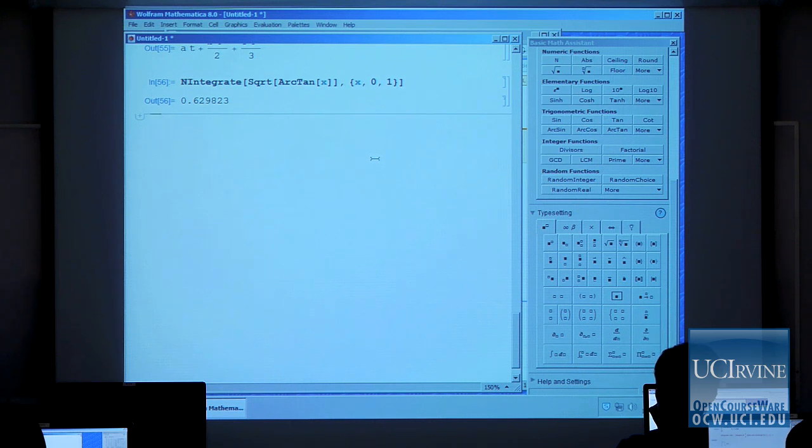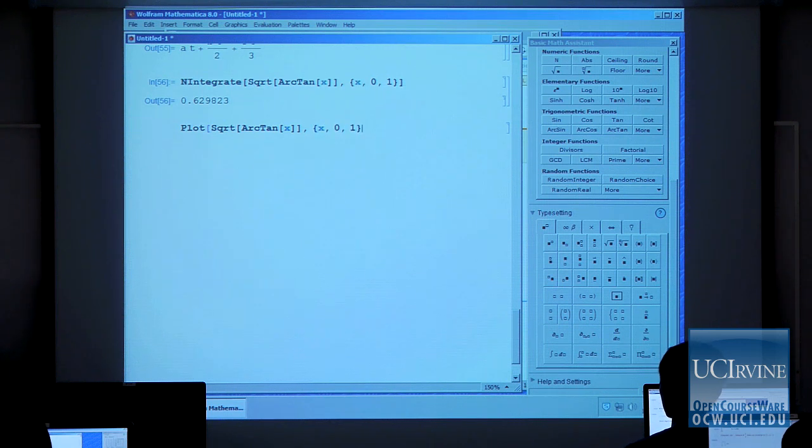Now, is it right? Do you trust that? Shall we check? Let's have a look at the function and see if we trust that answer. So I'm going to plot it. Square root arctan of x. X goes from 0 to 1.